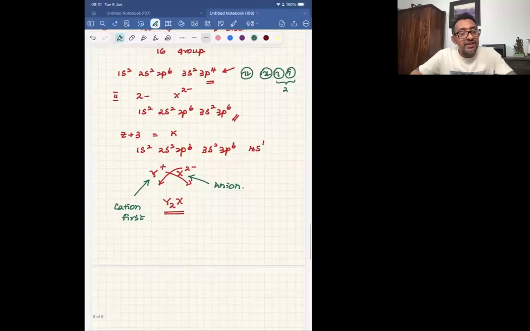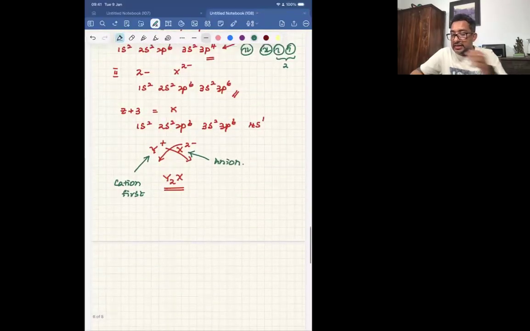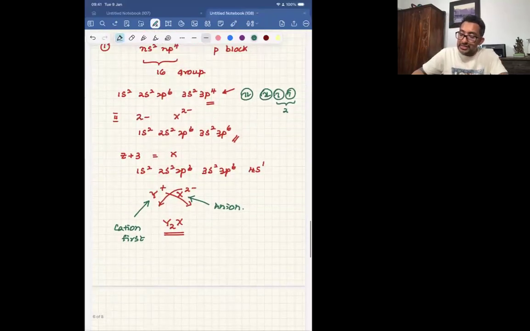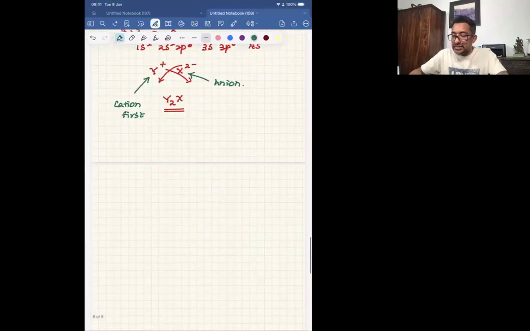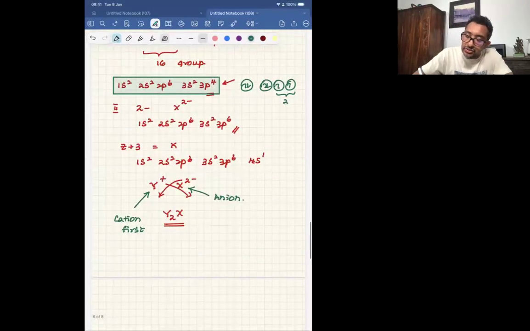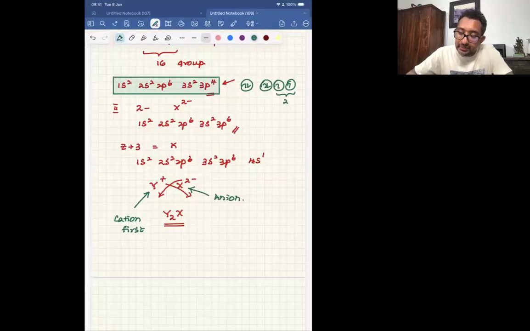Draw the variation of the first 7 successive ionization energies of X. Now, X is this. So we are going to draw the first 7 successive ionization energies. So what I'm going to do is I will try to copy this.